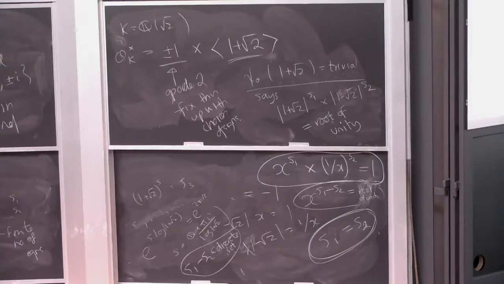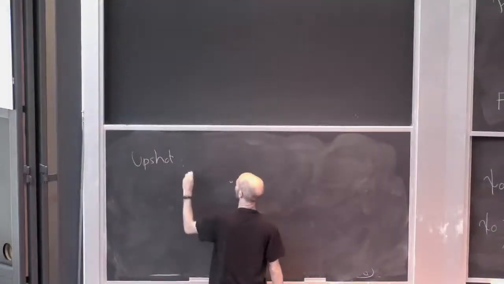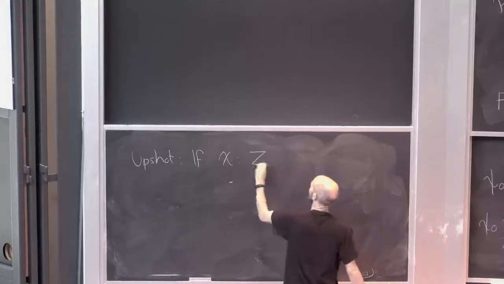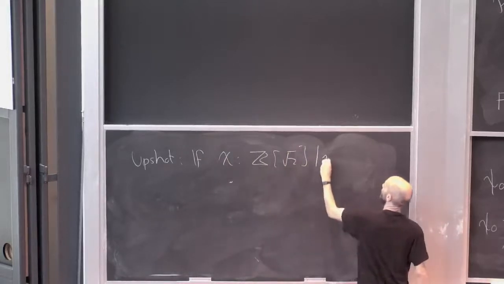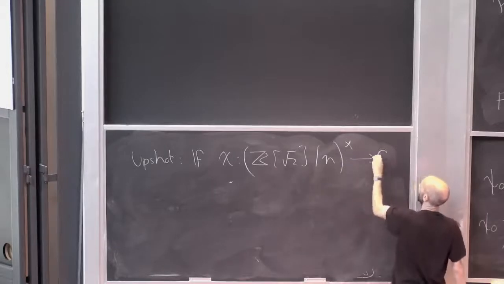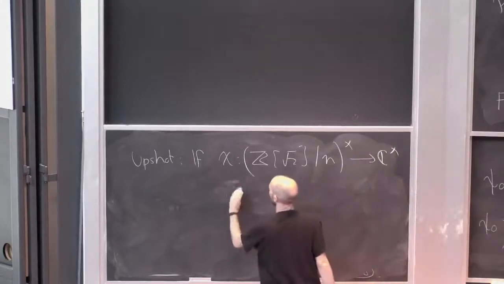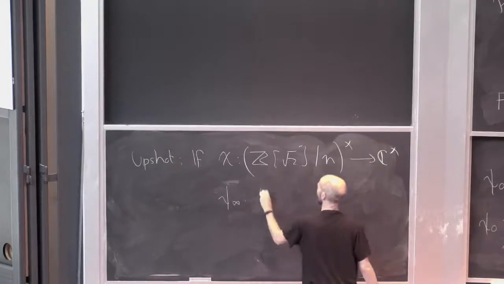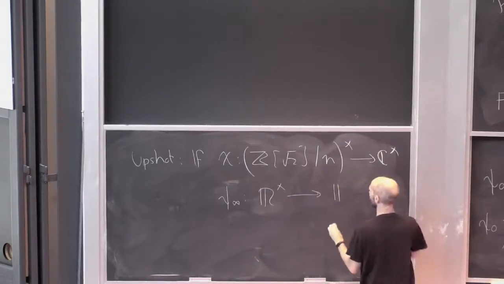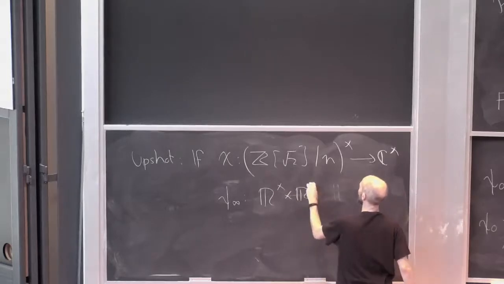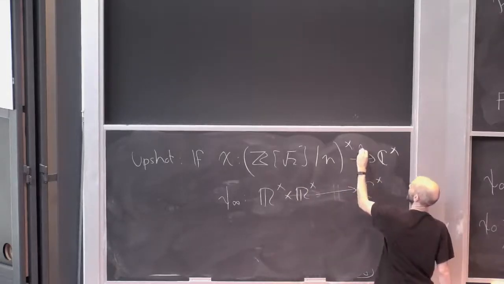Let's not worry about that discrete data, because I didn't really know it was there until about 2 minutes ago. So let's stick with S1 equals S2. So here's the upshot. If I have chi from Z[root 2] modulo some ideal n star to C star, and then I've got psi infinity from R star cross R star to C star. So this is just a random group homomorphism.